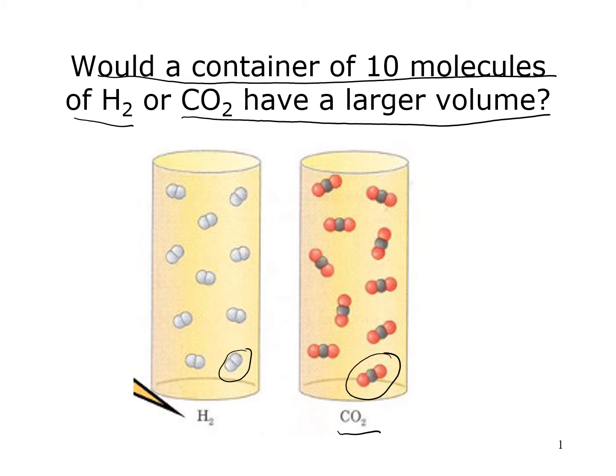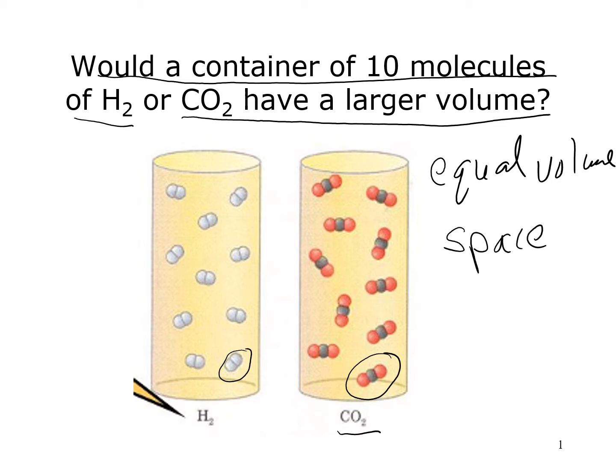What we find, though, is neither one of these has a larger volume. They are equal. The reason why is because when we looked at the kinetic molecular theory, SMEC is how we remember it, the first one, S, stands for space, which says gases are mostly empty space. The size of the molecule is considered negligible. So it doesn't matter what the molecule is, whether it's hydrogen or oxygen, that size of the molecule is so small compared to all that empty space that they have equal volumes for equal numbers of molecules.